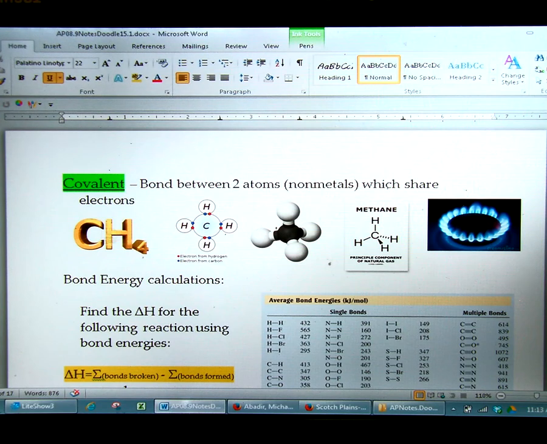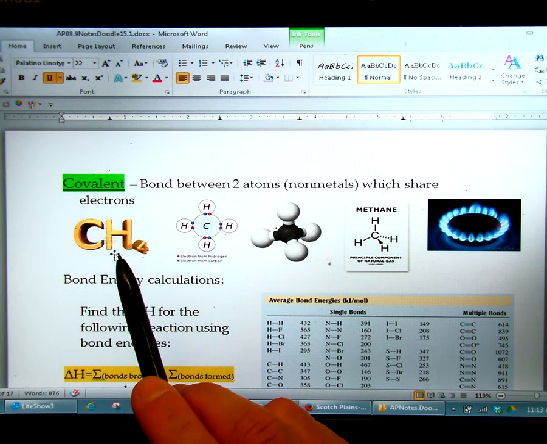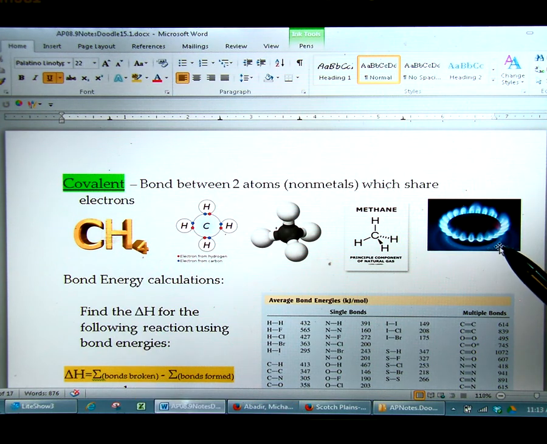Today we're going to talk about bond energy in the Chapter 8 and 9 AP Chemistry packet on page 5. We're going to start off with talking about methane. Methane is CH4. This is what comes out of your stove if you have a blue flame at home. It's also what we use in the classroom when we use our Bunsen burners.